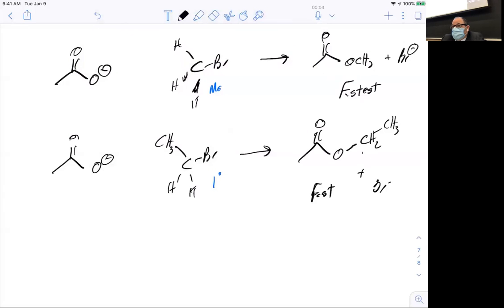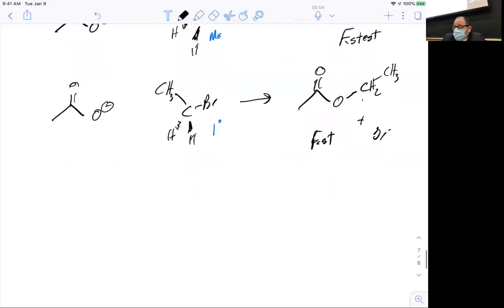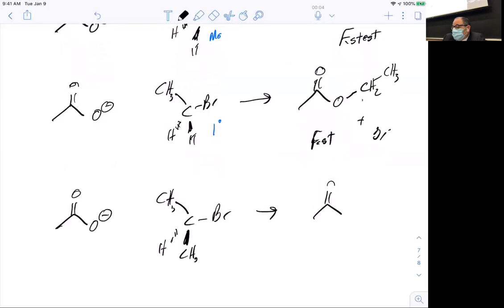When we go to primary, I have two hydrogens, right, and the methyl now. And here I've got a little bit, right? There's going to be a little bit of interference because the methyl group's going to take up more space than the hydrogen. When I go to secondary, I'll still get a reaction in an SN2 type process.